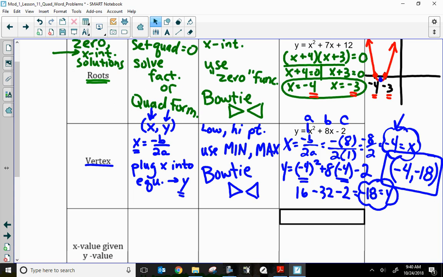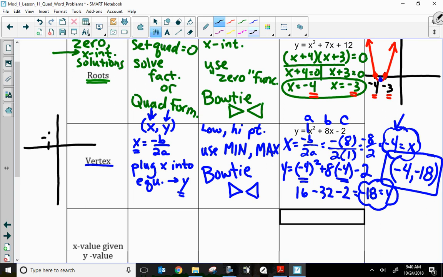If I were to draw this on a graph, negative 4 might be here. Negative 18 might be way down here on the y-axis. My coordinate would be way down here, the vertex. And it would open something like that. That's the low point. It is a minimum. I would use the min function for that.